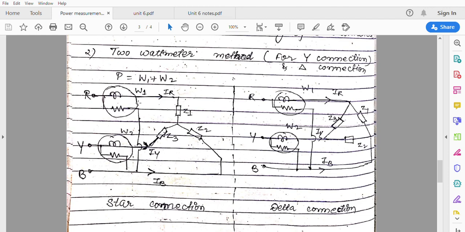So like this, if the reading of this wattmeter is W1 and the reading of this wattmeter is W2, and you add these two up, then you are going to get power equals W1 plus W2. A similar connection can be made for a delta connected load. So this is a very important method, the 2 wattmeter method of power measurement.